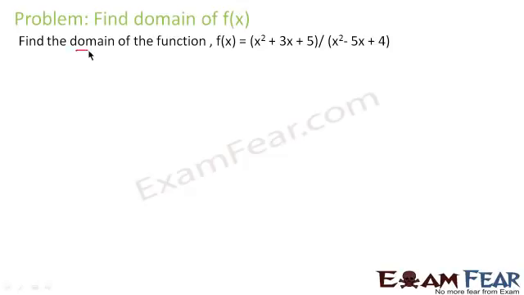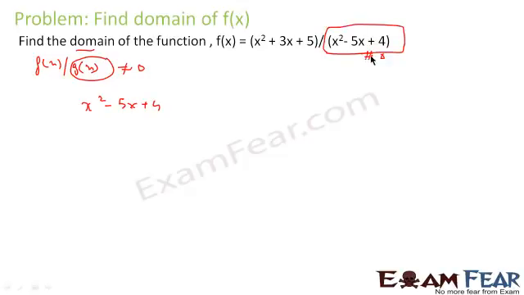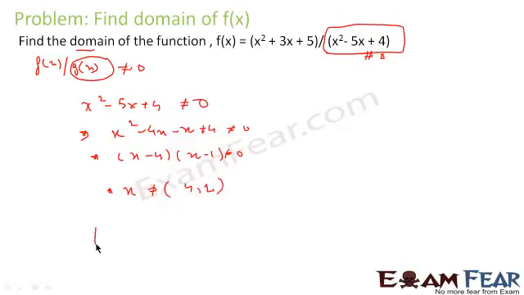Here we have a question where we want to find the domain of a function. So this is of the form f(x) by g(x). Now in this case g(x) should not be equal to 0, because if it is equal to 0, this will become infinite. So that means x square minus 5x plus 4, the one in the denominator, should not be equal to 0. So we say x square minus 4x minus x plus 4 should not be equal to 0, or (x minus 4) into (x minus 1) should not be equal to 0, or x should not be equal to 4 comma 1. So the domain is any real number minus the set 4 comma 1.